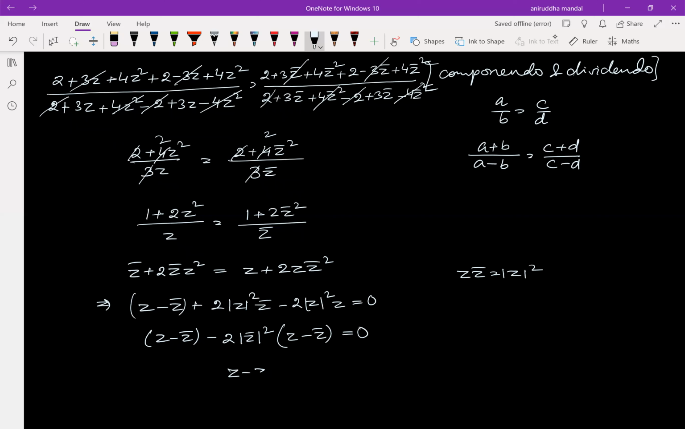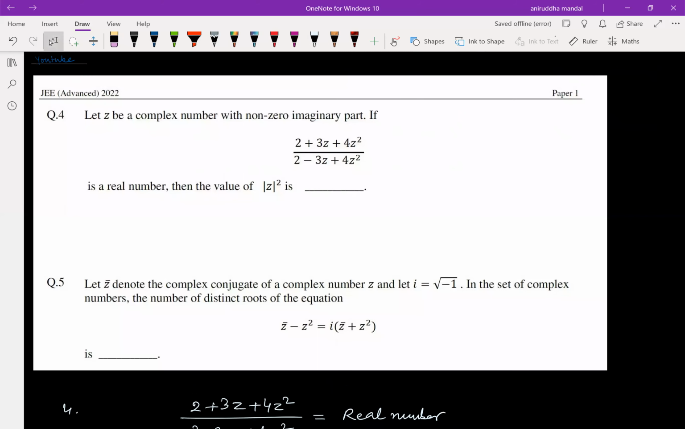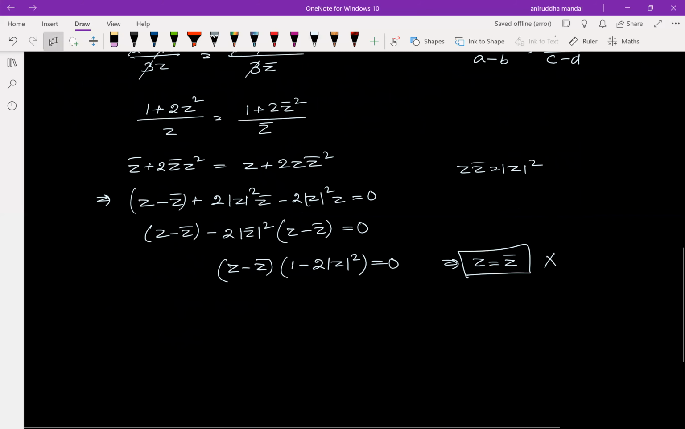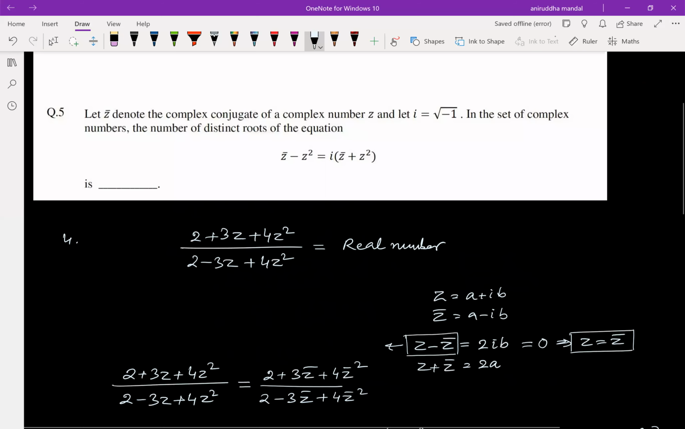So one expression is this and another expression is this. Either z equals z bar, which is not possible because it is given that it has a non-zero imaginary part, or second, mod z square equals half, so half means 0.5. So this is the answer. The first answer is 0.5.